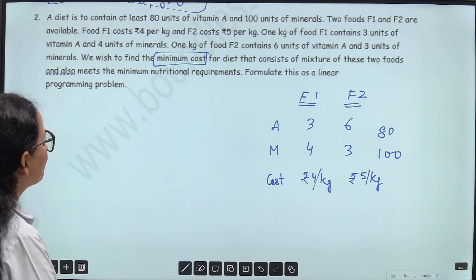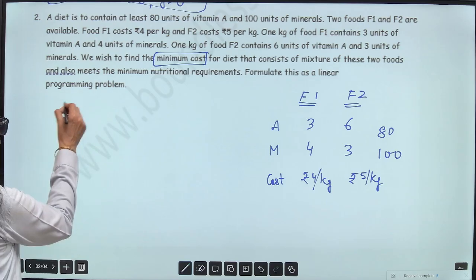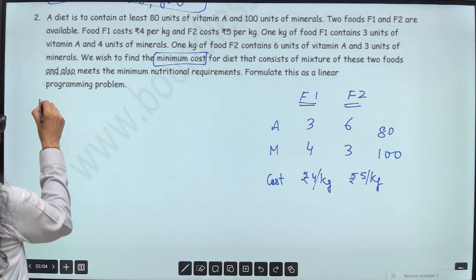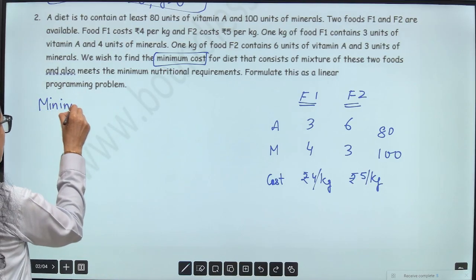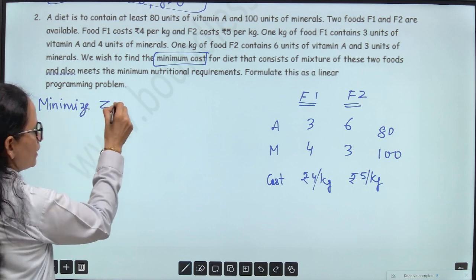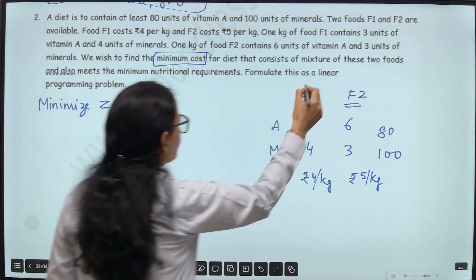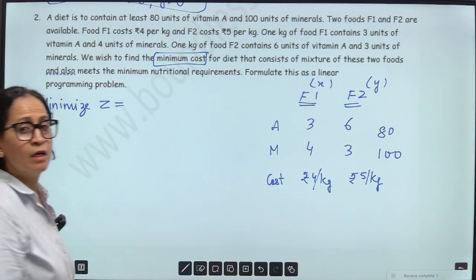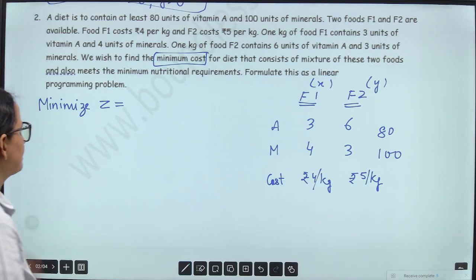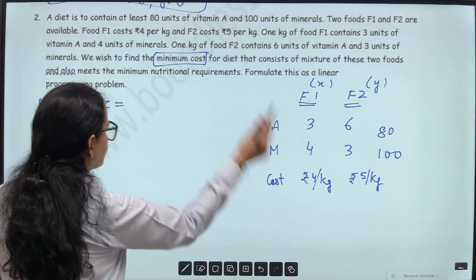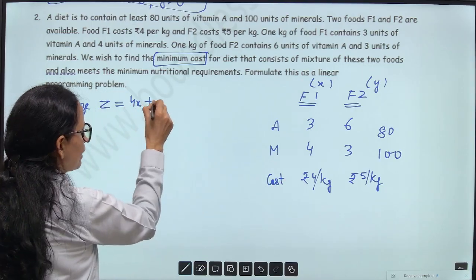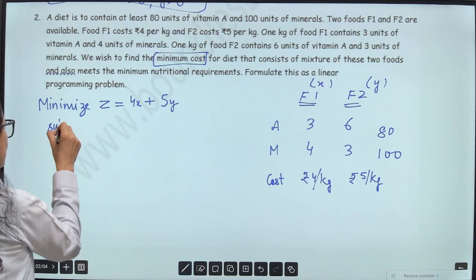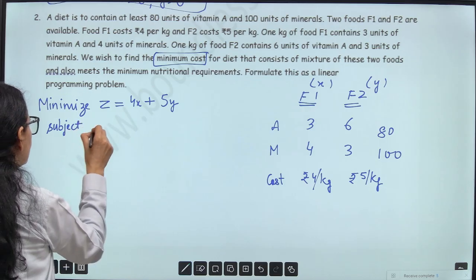Now you need to minimize the cost. So for the objective function, you need to write minimize. This word is again important. Minimize Z equals: suppose the quantity of food F1 is X and the quantity of food F2 is Y. Write what X and Y are explicitly, and only then mention the objective function. So it becomes 4 times X plus 5 times Y, subject to constraints. Now what are the constraints?